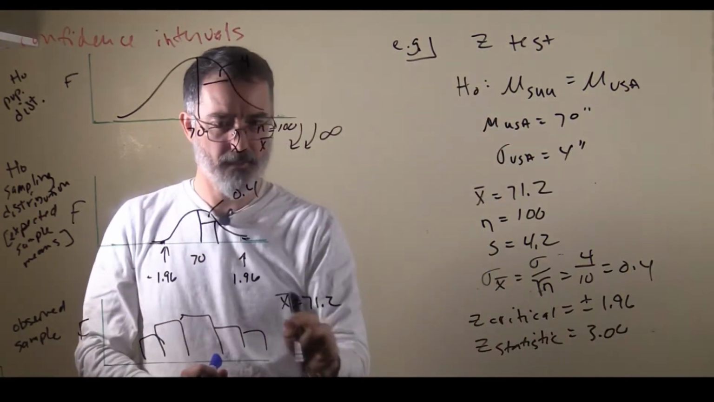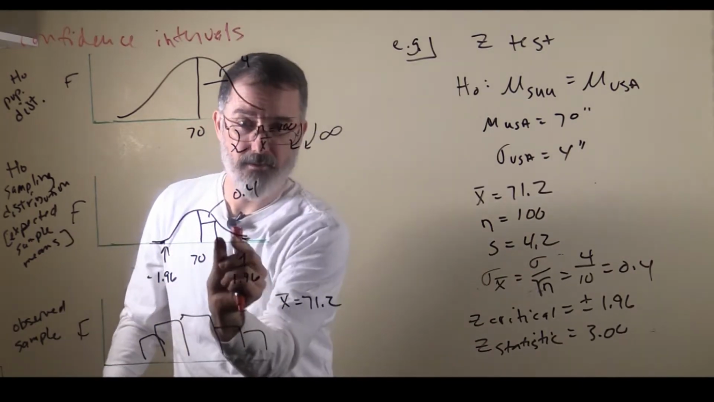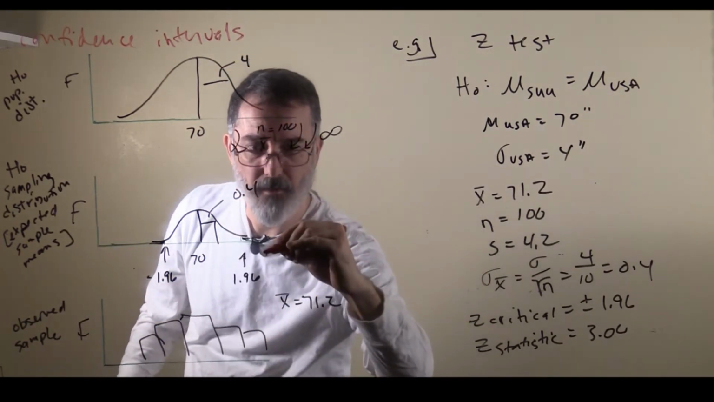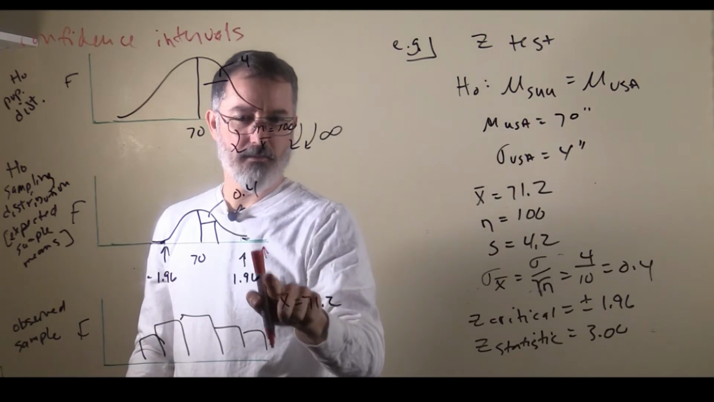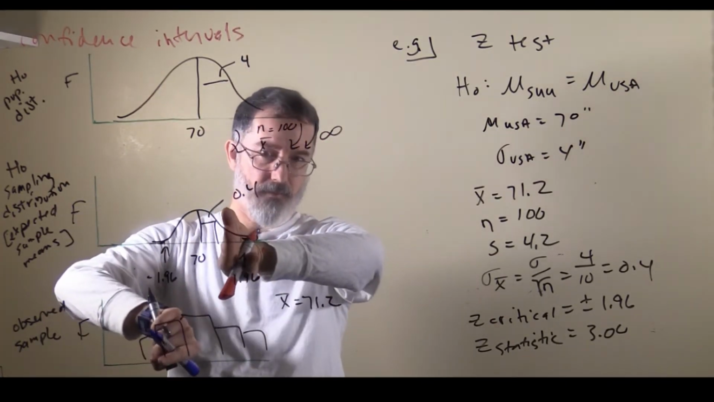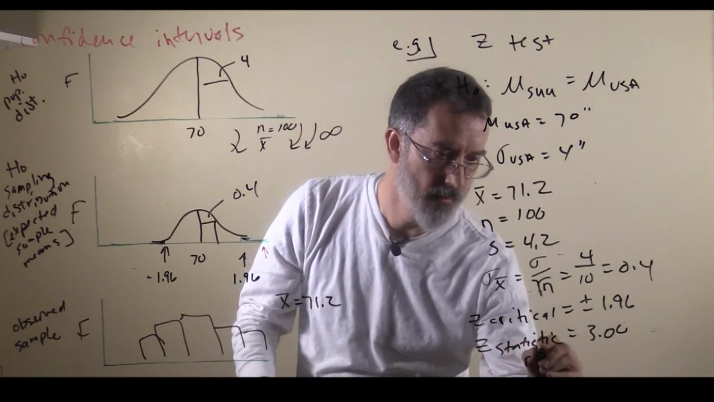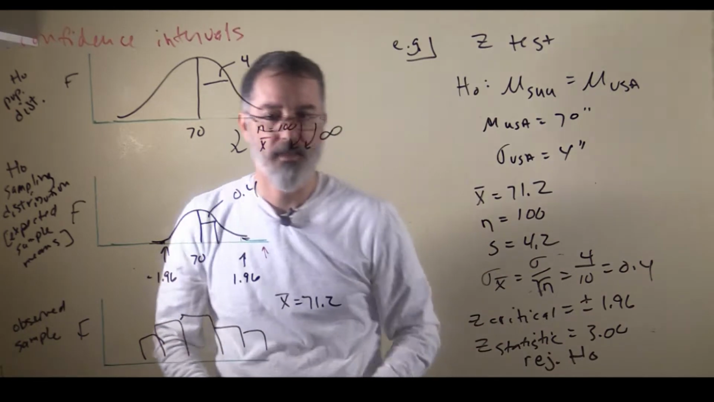Right, so our z statistic indicates that our sample mean is 3 standard deviations over on this distribution. So like 1, 2, 3. So it's like way over here. So this sample is really unlikely to have come from this population. It's beyond our critical value. It's in the critical region. So we decided to reject the null hypothesis.